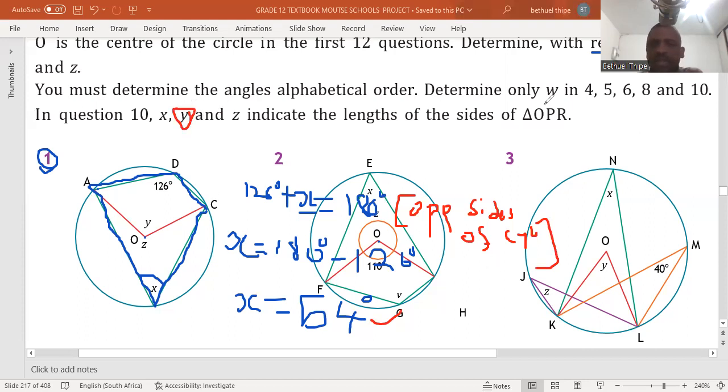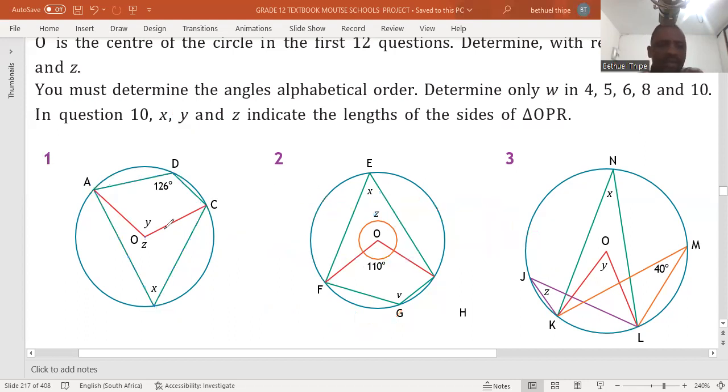So let me clear my writing here. Then let's solve for y. I can even use a different color here. Let's solve for y. So remember that x is 54 degrees. And then we can see that actually this angle right here is the angle at the center. So we're going to remember our theorem: angle at the center is twice angle at the circumference. Look at the drawing.